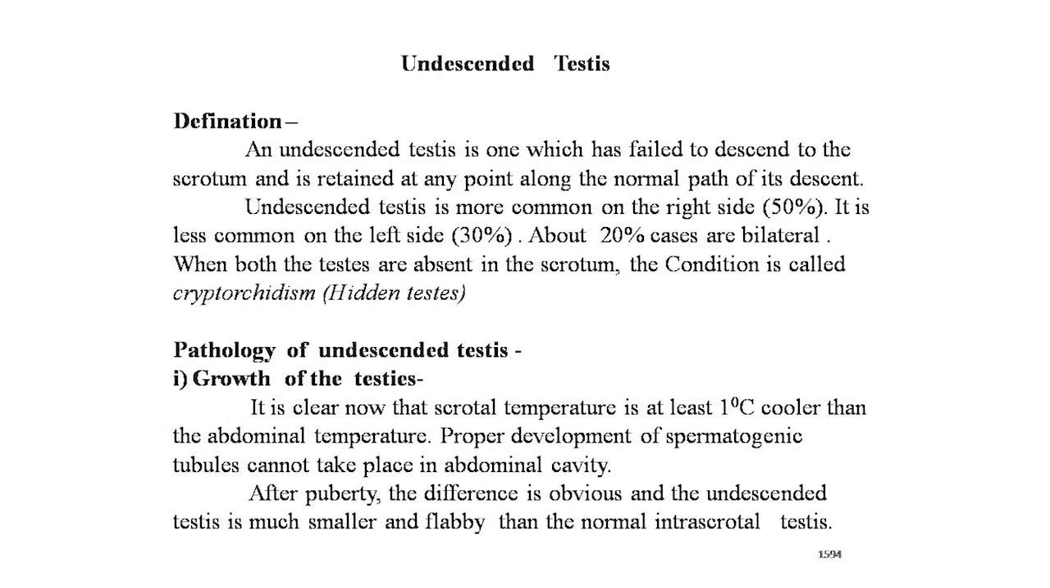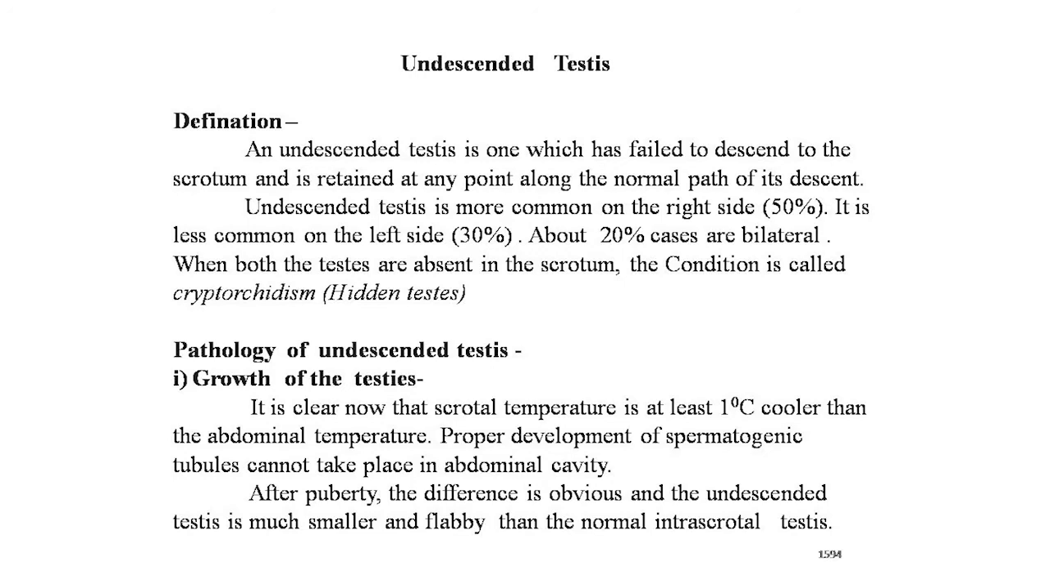Now the next point is the undescended testis. An undescended testis is one which has failed to descend into the scrotum and is retained at any point along the normal path or normal course of its descent. Undescended testis is more common on the right side, that is 50%. It is less common on the left side, that is 30%. About 20% of cases are bilateral, when both of the testes are absent in the scrotum. The condition is called cryptorchidism, that is, the hidden testis. As the right testis descends later than the left testis, undescended testis is more common on the right side.